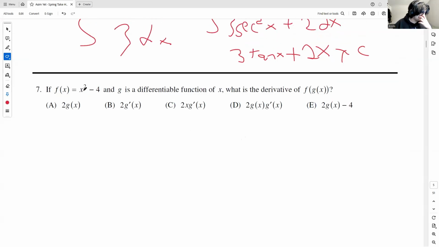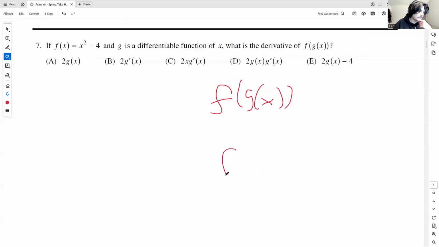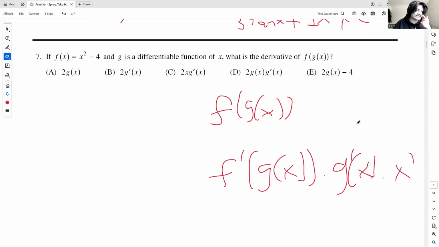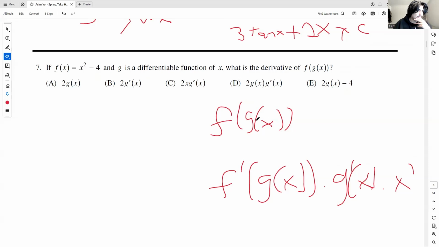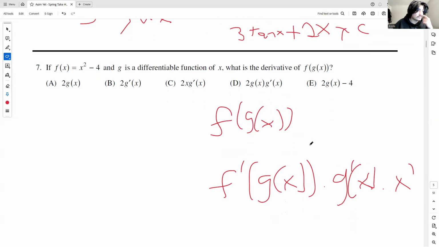If f of x equals x squared minus 4 and g is a differentiable function of x, which is the necessary information to solve this question, what is the derivative of this? So basically use your chain rule, and chain rule just states if you want to take the derivative of this, you have to just do f prime of whatever is inside times g prime, also times x prime. Usually x prime is just 1, but if there's anything else in this form, you have to also take the derivative. For example, if it's 3x, you just multiply with 3.